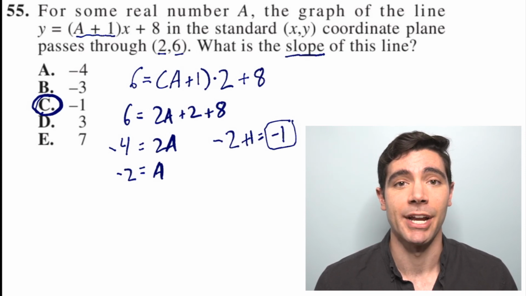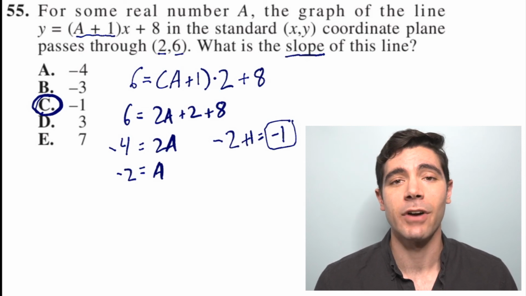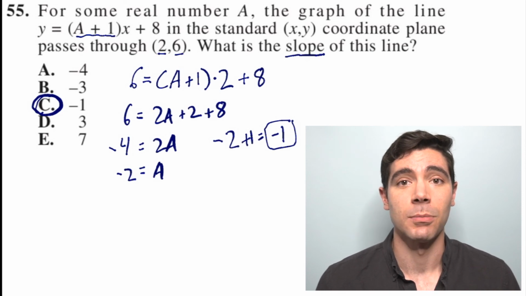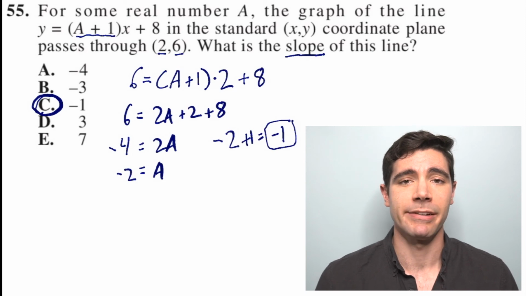So we need to keep in mind always to double check: what is the question? Because the end of our equation is not necessarily the end of the problem. They were actually asking us for slope, so we needed to take our a term and add 1 to it. So we got negative 1.